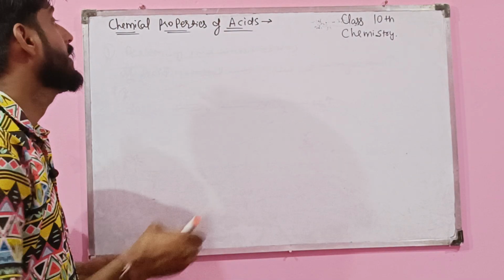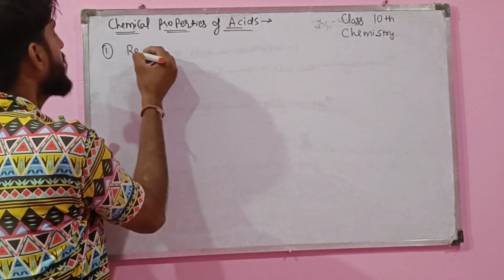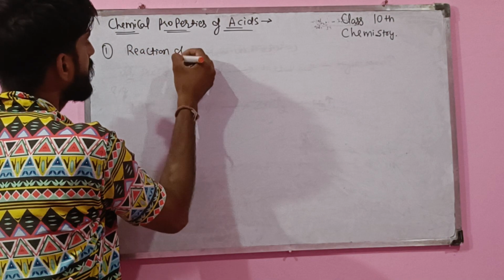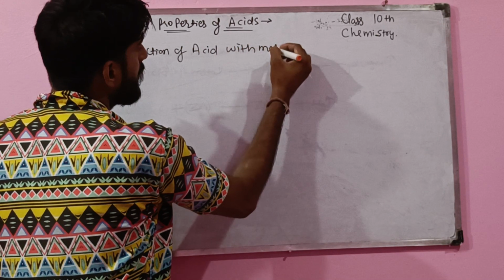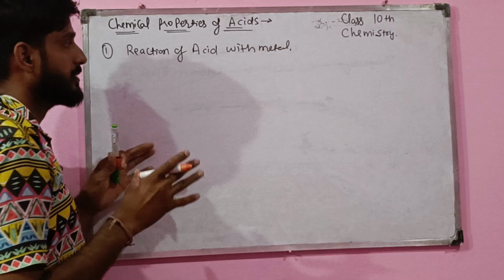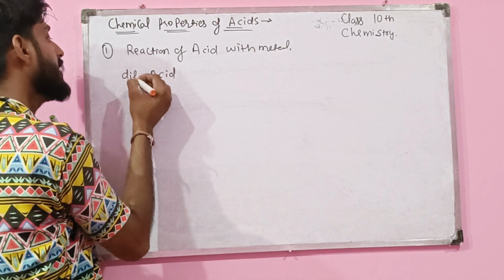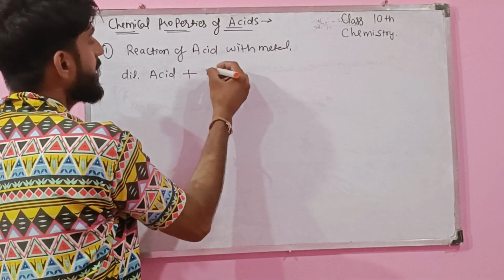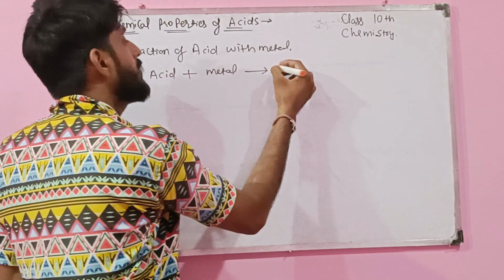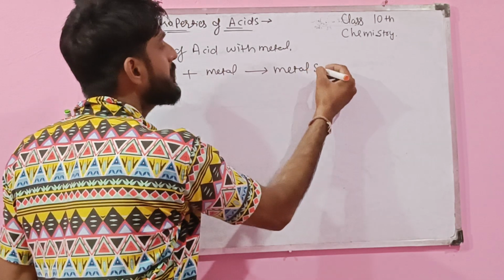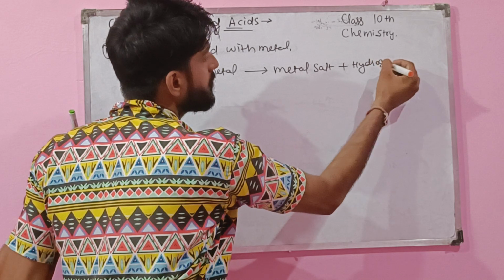So the first chemical property is the reaction of acids with metals. In this reaction, when we take any dilute acid and react it with any metal, the corresponding salt of that metal and hydrogen gas are formed.